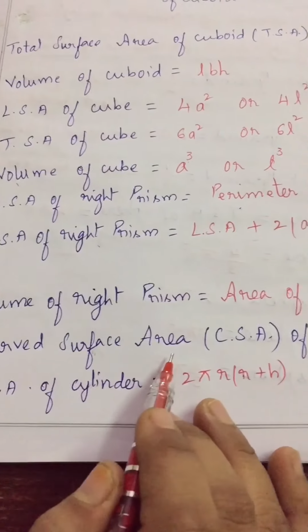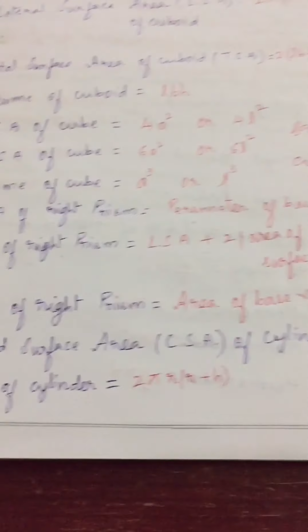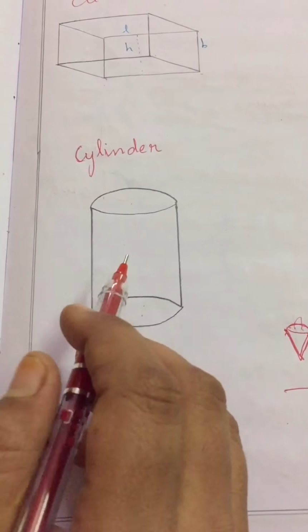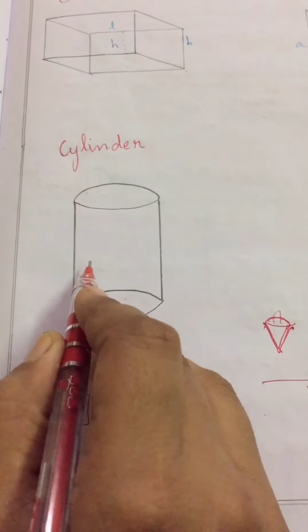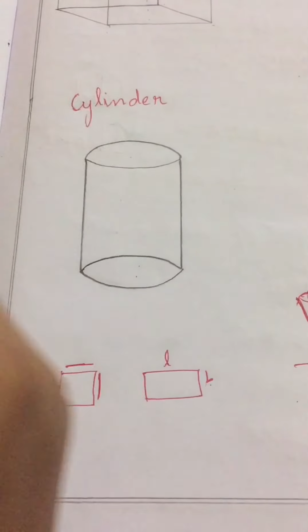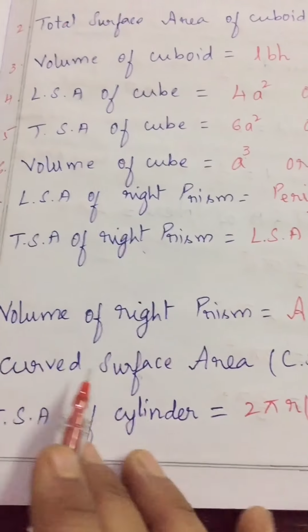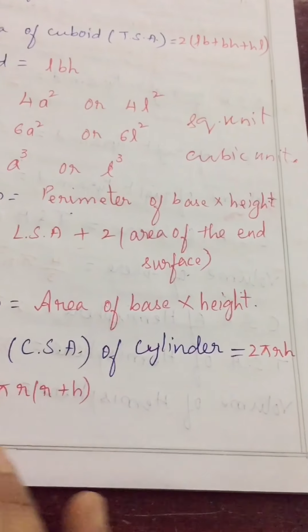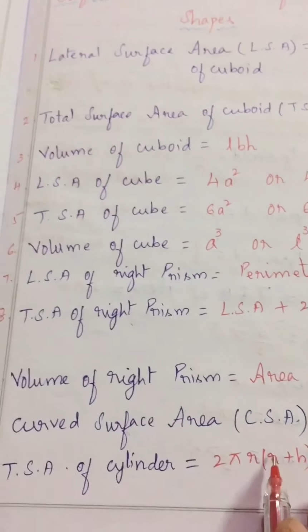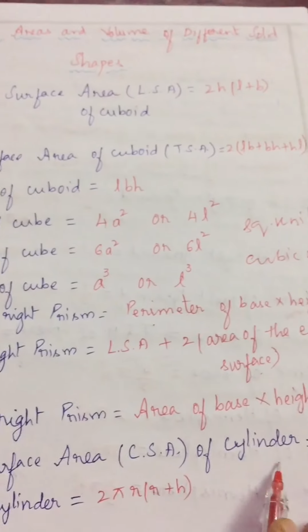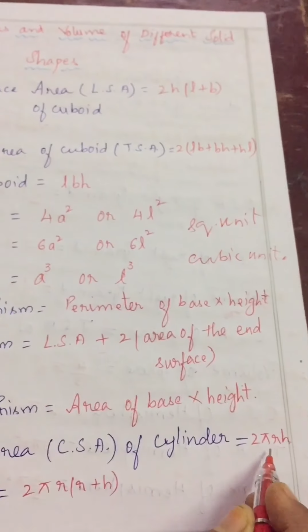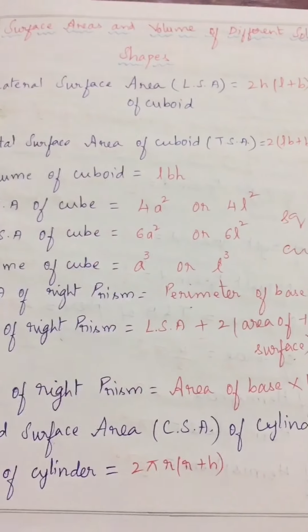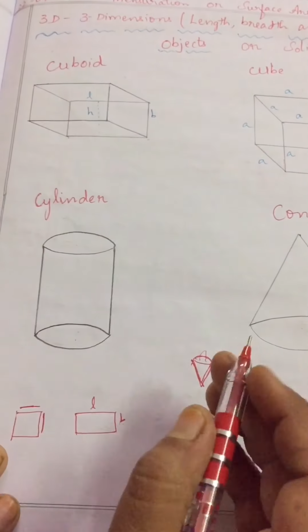Next, curved surface area of cylinder. Cylinder is in curved shape, children. See, curved surface and lateral surface both are the same. Here we are talking about curve. Why? Because it is in curved shape. Clear, children? So curved surface area and lateral surface area both are the same. For a circular shape we use curved surface. So curved surface area, CSA also you can say, of cylinder is 2 pi r h, where r is radius, h is height, pi is nothing but 22 by 7.